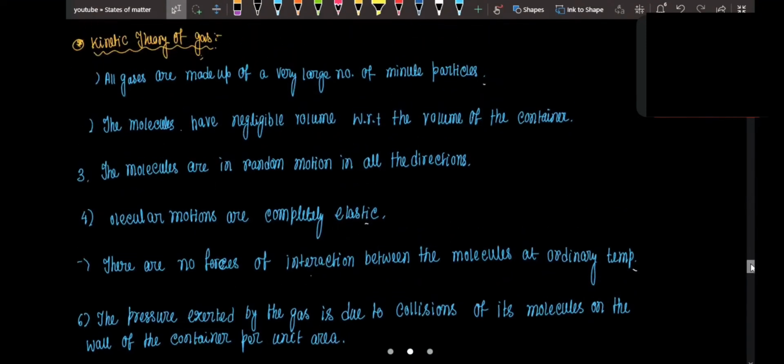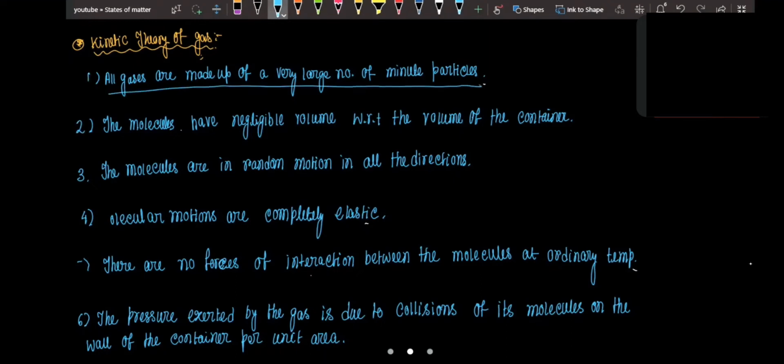Now, the kinetic theory of gases is talking about how gases behave. So gases have high kinetic energy. So definitely you do understand they would be having some outcomes, some results of those particular kinetic energies, those translational, rotational, and vibrational motions. This is what we are going to discuss in this particular portion. The first point is that all gases are made up of a very large number of minute particles. This is something we do know, right?